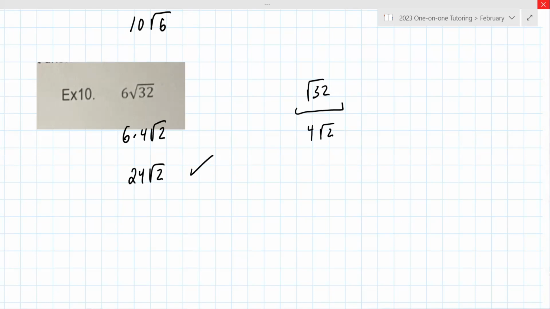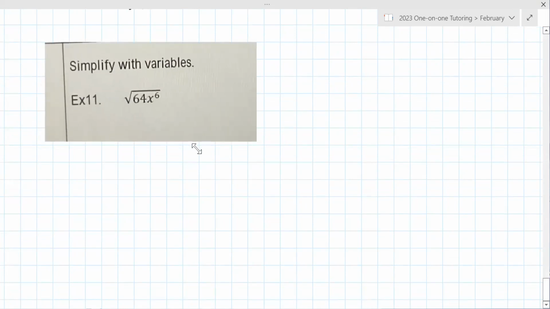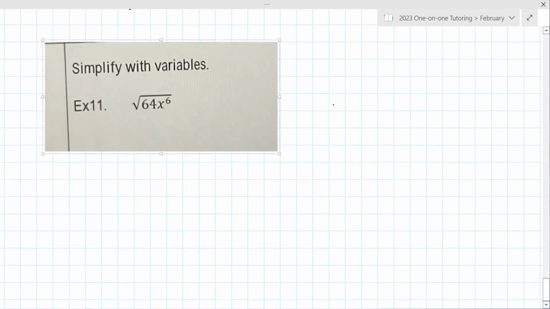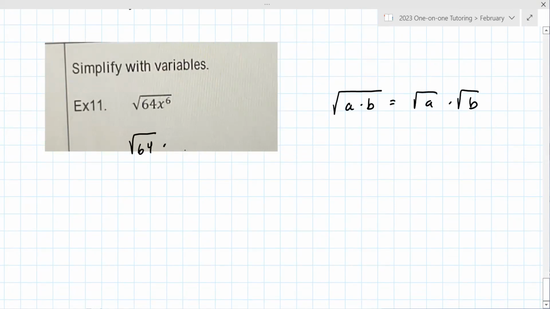They're increasing the difficulty by adding variables to powers, but really we're going to make it similar to what we've already seen. There's a property of square roots that the square root of a times b becomes the square root of a times the square root of b. So this problem on the left becomes the square root of 64 times the square root of x to the 6th. Now you already know how to reduce the one on the left.